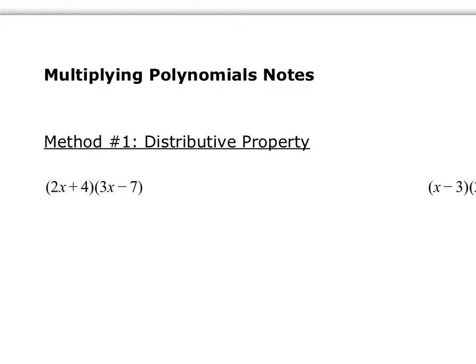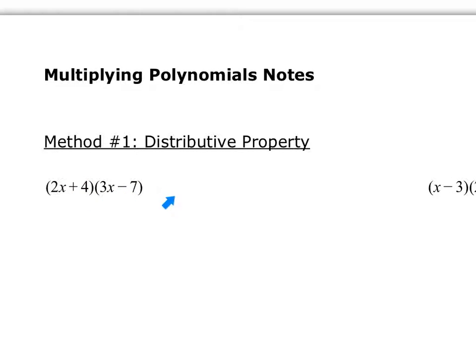So we're starting with the distributive property. We're going to distribute every term to every other term. So what that means is the first term in my first binomial. All right. So as I was saying, we're going to multiply the first term times the second binomial and the second term times the second binomial.